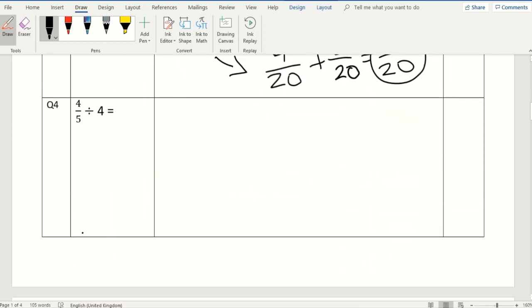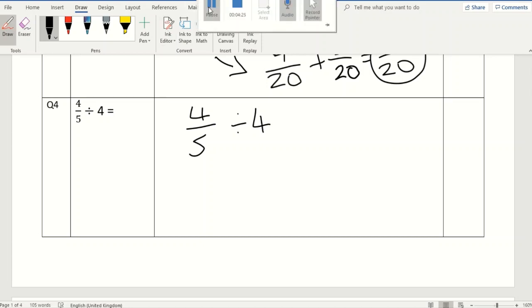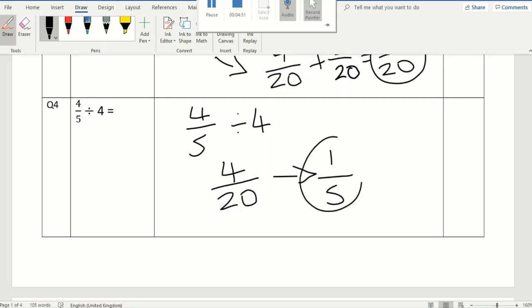Question number 4. 4/5 divided by 4. Now there are a few different methods you can use for this. I've simply taught my students that when you're dividing fractions, you can multiply the denominator with the whole number. So if we do that, 5 times by 4 is 20. So I'll write this again. There's 4 and then 5 times by 4, which is going to give us 4/20, and the simplified version would be 1/5. That is our final answer.